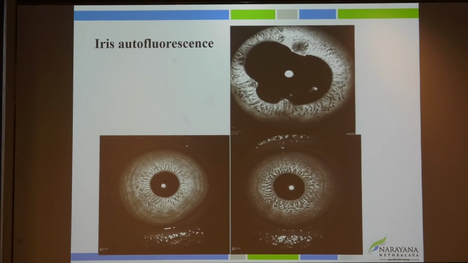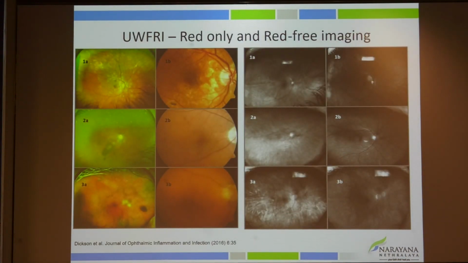The next is iris autofluorescence. In addition to the posterior segment, autofluorescence imaging can be used to study the iris changes. Here you can see the hypoautofluorescence in a case of a sarcoid granuloma. Here is a case of Fuchs uveitis syndrome showing a depigmented iris, where you can see the petaloid pattern, whereas the other atrophic changes are better appreciated in iris autofluorescence imaging.